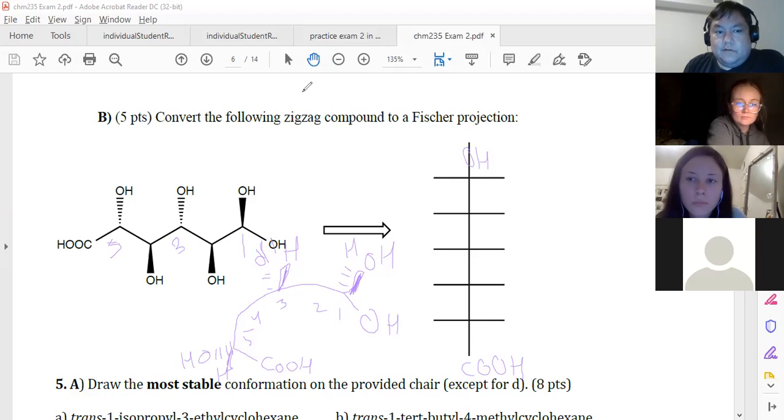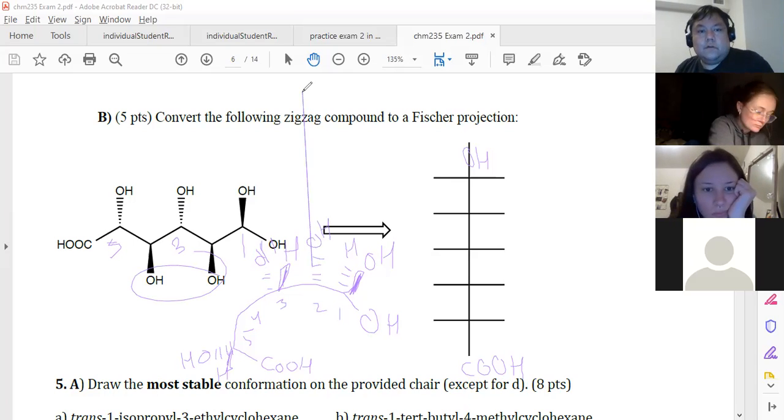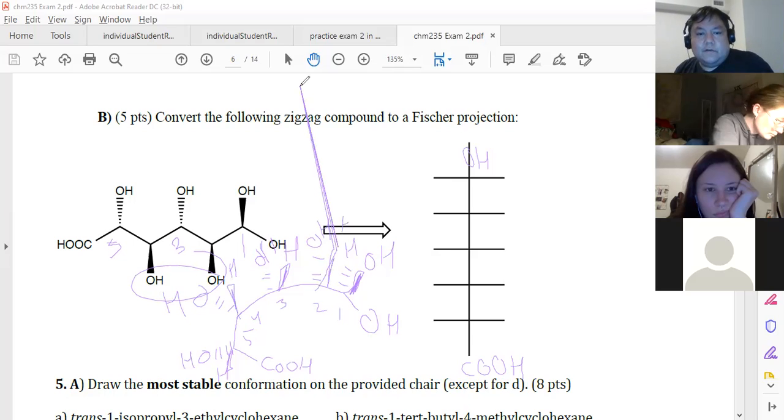And so now, when you do this, your 2 and 4, your even ones, are going to flip. Dash OH, dash OH, and wedge H, wedge H.